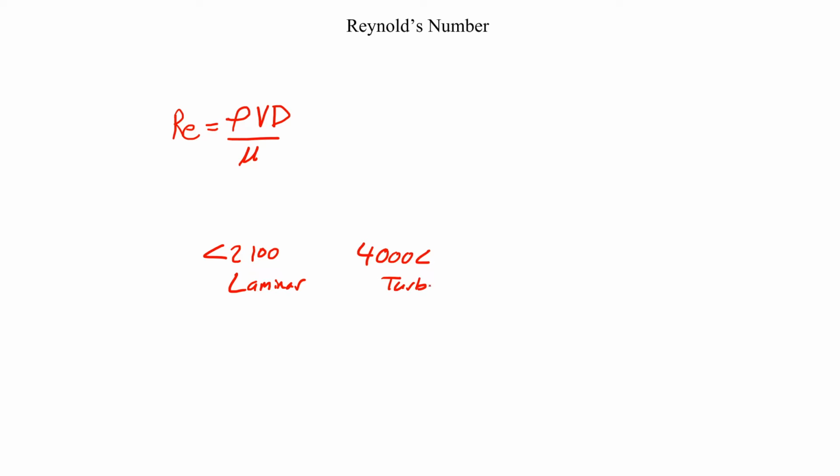To use our Moody chart, let's quickly review how to calculate the Reynolds number of a flow. The Reynolds number is equal to the density of the fluid times the velocity of the flow times the diameter of your pipe divided by the viscosity of the fluid. And below 2100 we call this laminar flow, and then above 4000 we call this turbulent flow, and anything in between we consider transitional, which is somewhere in between laminar and turbulent.